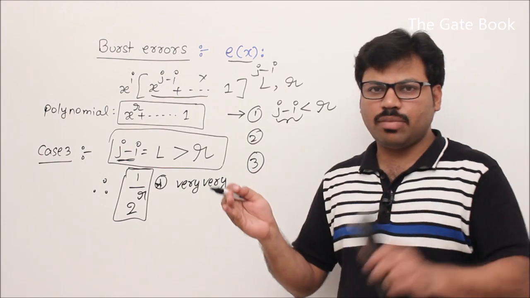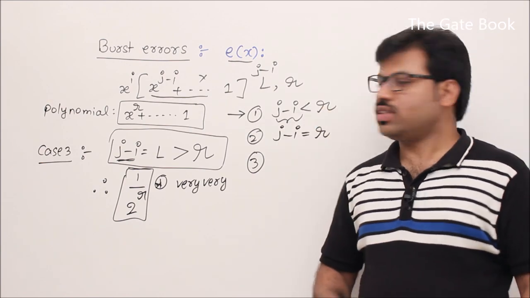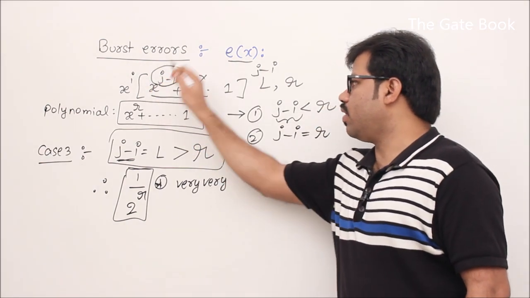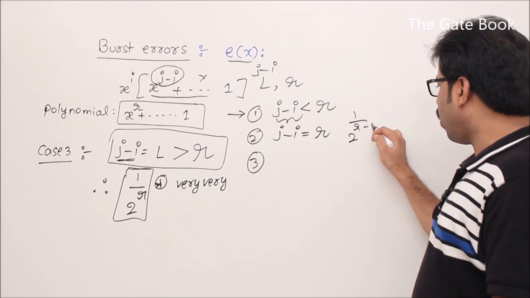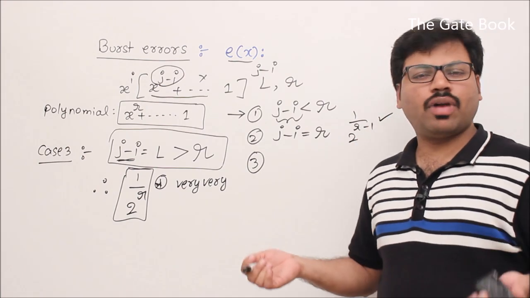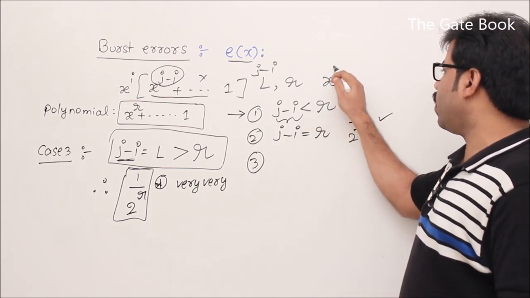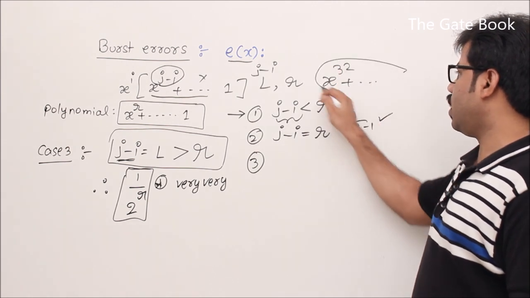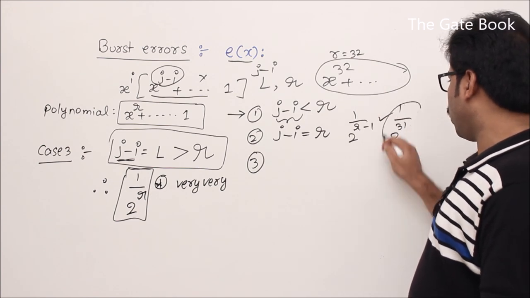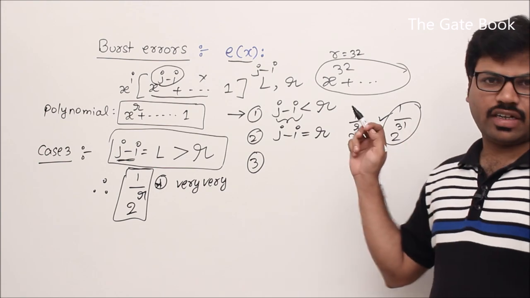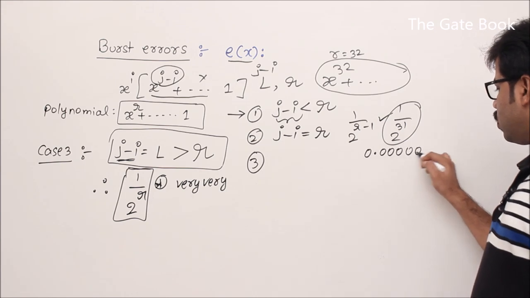If your burst error is a little bit more, such that j minus i equals r, that means this polynomial's power equals r, then with 1 by 2 power r minus 1 probability we can't detect it, but with the remaining probability we can detect it. That means this is very rare. For example, if your generator polynomial is x power 32 plus so on, r is 32, then 1 by 2 power 32 minus 1 is 1 by 2 power 31. So with this probability we can't detect. 1 by 2 power 31 is very small. It is 0.000000 something 1.